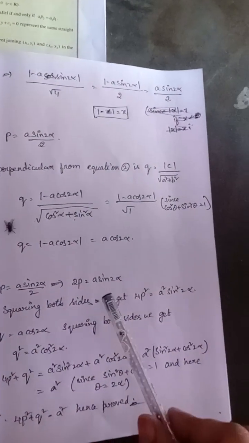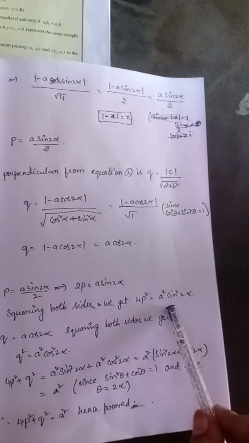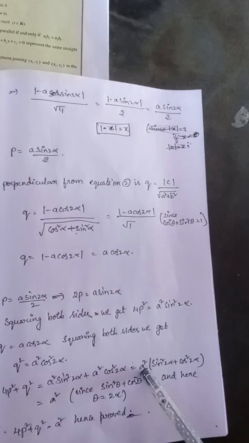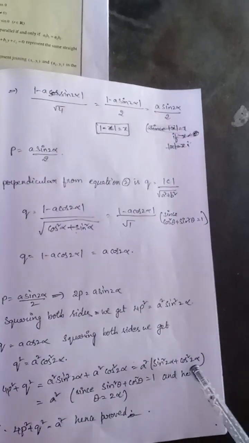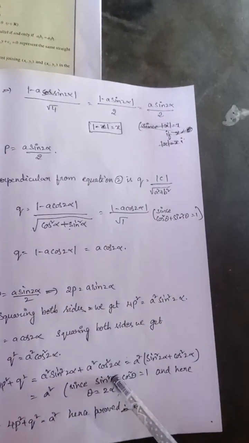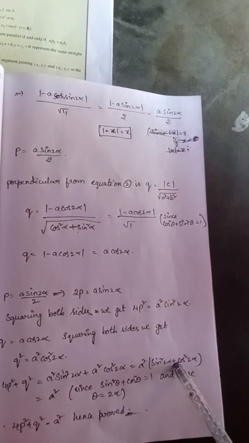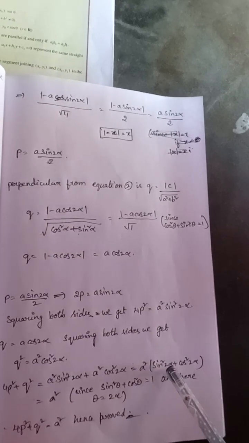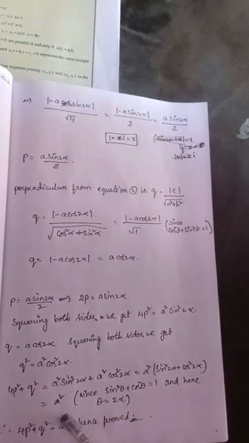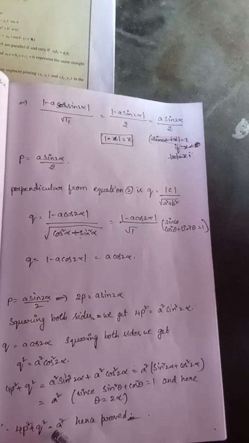We have to prove 4p square plus q square, so I added these two. A square sin square 2 alpha plus A square cos square 2 alpha equals, in this both A square is common, so sin square 2 alpha plus cos square 2 alpha, which equals A square. Why? Since sin square theta plus cos square theta equals 1, and here theta equals 2 alpha. That's why we got 1 here. So A square. So 4p square plus q square equals A square. Hence proved. This is the thing we had to prove.